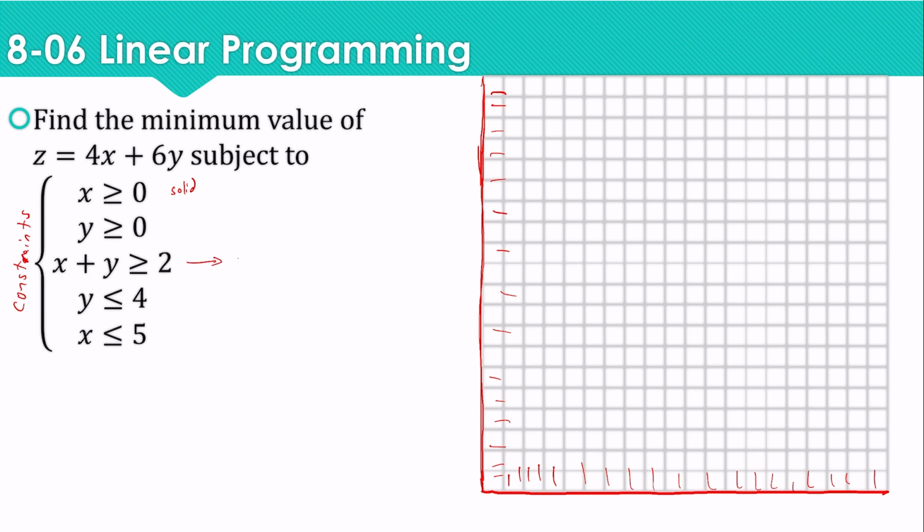This third one, if I solve it for y, it'll be y is greater than or equal to negative x plus 2. So let's start at 2. And we're going to go down 1 over 1. And it's solid. And we're shading above.